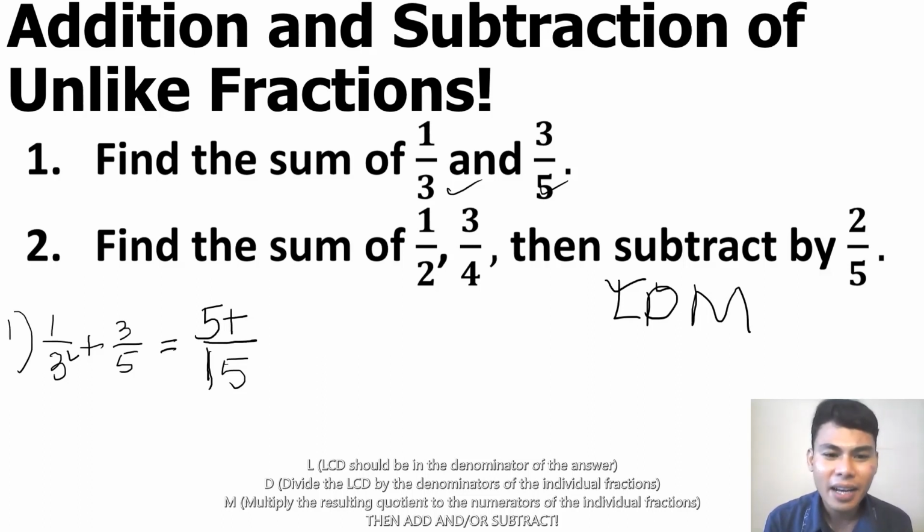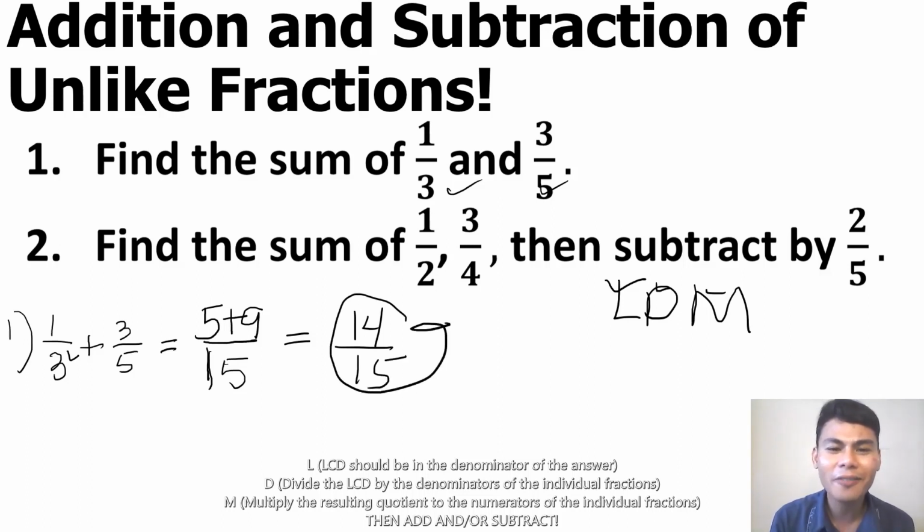Next, the same process. LCD, 15 divided by 5, 3, times 3. Next is multiply the denominator times 3. So, 15 divided by 5 is 3 times 3, 9. 5 plus 9, 14. So, that's the answer. 14/15. Ganyan lang, sir.